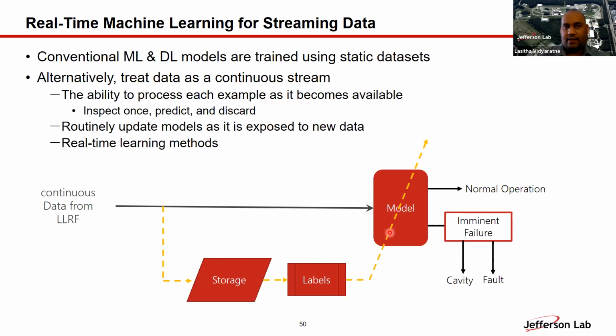The models will be processing the data in a two-step process where first we'll have to figure out whether the data represents normal operation or an imminent failure. If it is an imminent failure, the next step would be for the model to figure out the hardware component that is going to fail and the type of fault that's going to occur.